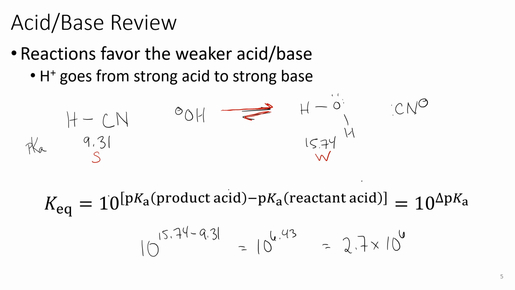So you can see with this relationship, it does favor the product side. We have a value that is greater than 1, so it will favor the product side, which was our original prediction based on those pKa values.